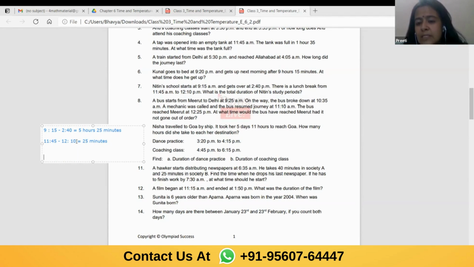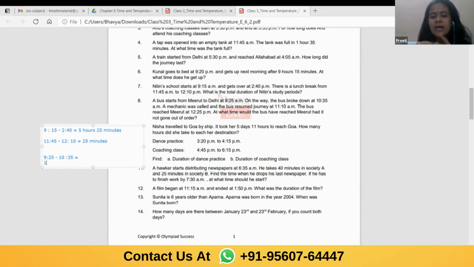On the way, the bus broke down. Oh my God. Now there is a problem in the bus. It happened at 10:35. So from 9:25 till 10:35, the bus was working fine. Then a mechanic was called and the bus resumed the journey at 11:10 a.m. The bus broke down at 10:35, it took time to repair, and it was back on at 11:10 a.m.